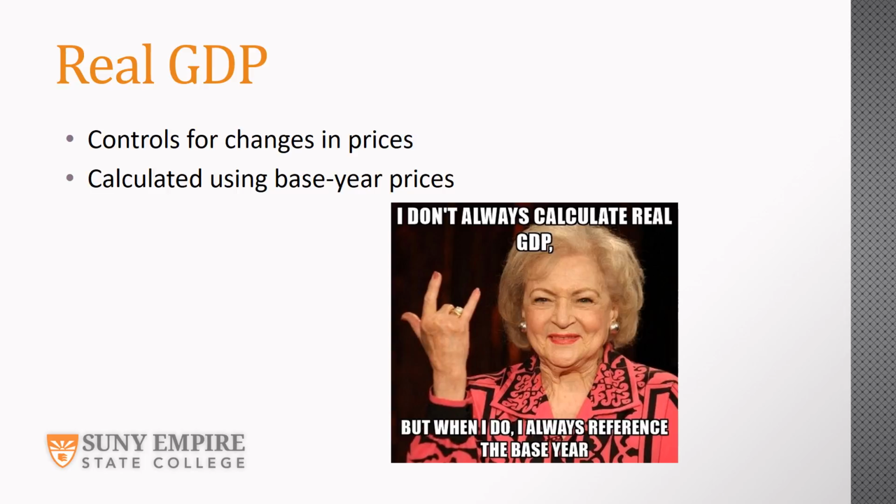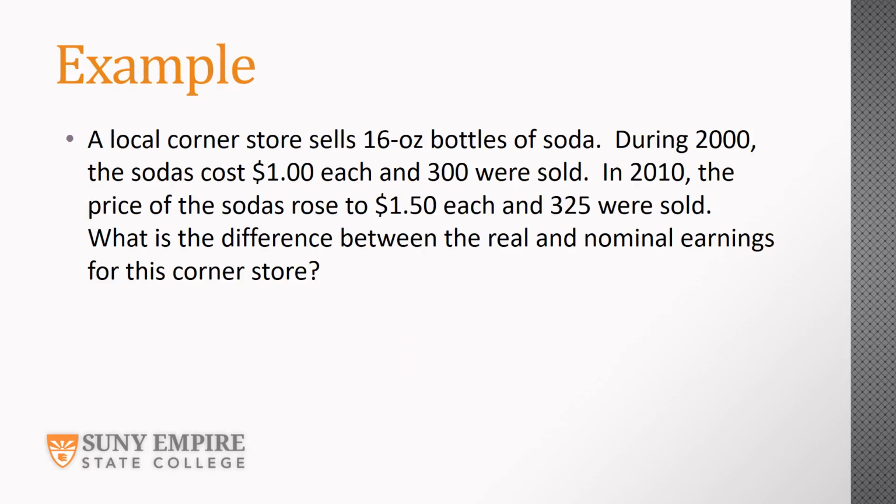To do so, economists calculate the real GDP using the price level from the base earlier year. Let's see an example. A local corner store sells 16-ounce bottles of soda. During the year 2000, the sodas cost $1 each and 300 sodas were sold. In 2010, the price of the soda increased to $1.50 each and 325 sodas were sold. We want to calculate the nominal and real earnings for this corner store.